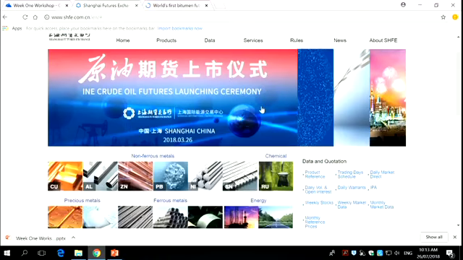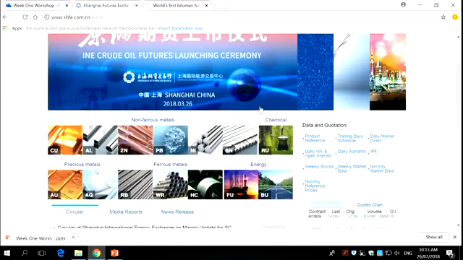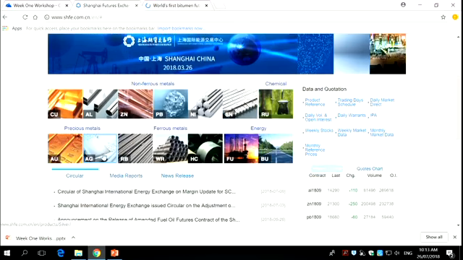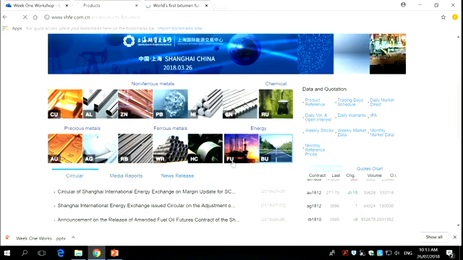We see this Shanghai Futures Exchange offers a range of futures contracts on different underlying assets. We have copper, aluminum, zinc, lead. I think this is nickel, I'm not sure. Rubber. We have gold, silver, steel rebar. And all the way down here, we have BU, the bitumen futures contract. That's what we need to hedge.